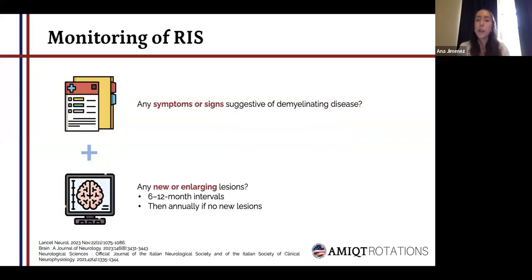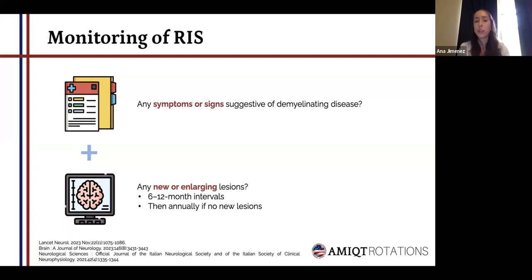The monitoring of these patients must be done with clinical and radiological tools. So the clinical follow-up is the same as the evaluation. You must evaluate the patient for signs or symptoms suggestive of a clinical demyelinating attack, and the radiological monitoring is a brain and spinal cord MRI that has to be repeated every 6 to 12 months. But if he is stable or doesn't have new lesions, then it can be done every year.